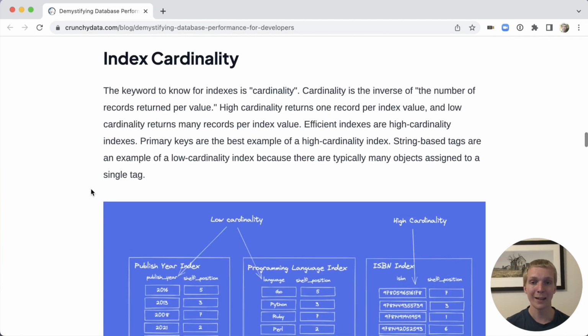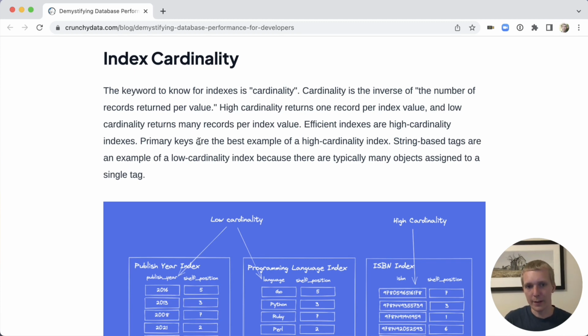Next, we're going to talk about index cardinality. A high cardinality means that you would have a very small number of records stored by index value, versus a low cardinality would be if you have a lot of records. Generally speaking, efficient indexes are high cardinality indexes. A good index will have a small number of table values per index value and then return a very specific result. A good example of a typical high cardinality index are primary keys. An example of a low cardinality index would be an index on a tag.